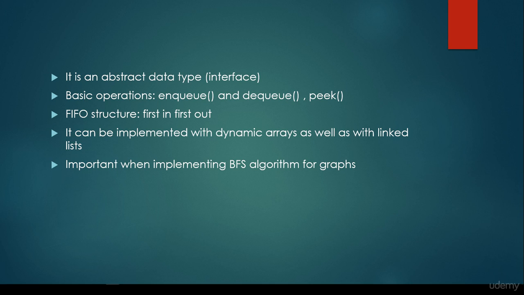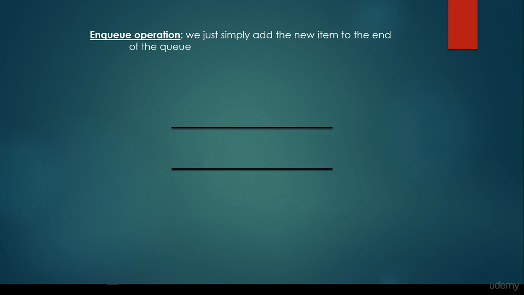It can be implemented with dynamic arrays as well as with linked lists. And it's very important when we implement the breadth-first search graph traversal algorithm. So let's see how it works in practice. We have the enqueue operation, we just simply add the new item to the end of the queue. It is a very simple operation. It can be done in O(1), so constant time complexity.